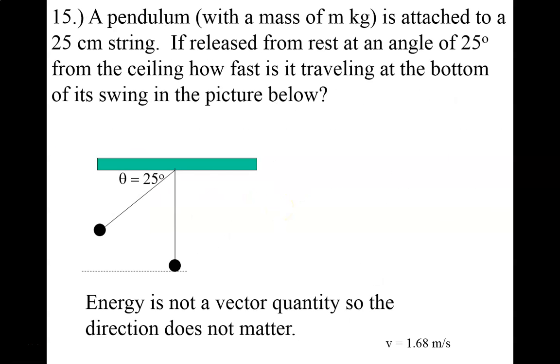So here let's work a problem. We've got a pendulum. It's got a mass of m kilograms. It's attached to a 25 centimeter string. We release it from an angle of 25 degrees with respect to the ceiling. How fast will it be traveling at the bottom of its path?